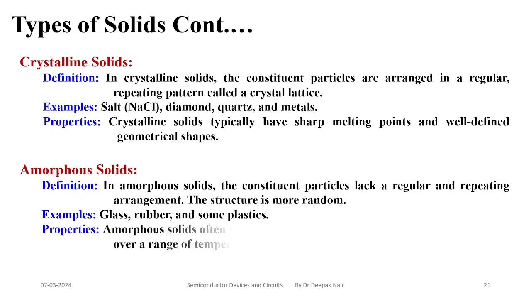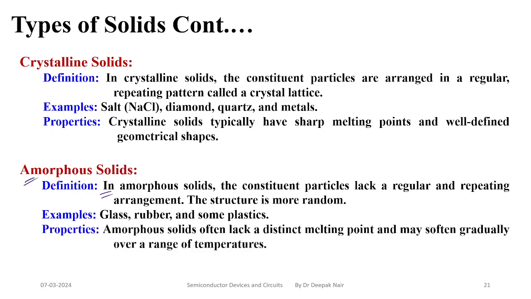Then comes amorphous solids. In general, amorphous solids have particles, but those particles lack a regular and repeating arrangement. So they have, we can say, a random kind of arrangement which is not regular in nature. So remember, particles inside the amorphous solids are arranged in a random manner. Some of the examples are glass, rubber, and plastics. They have amorphous behavior.